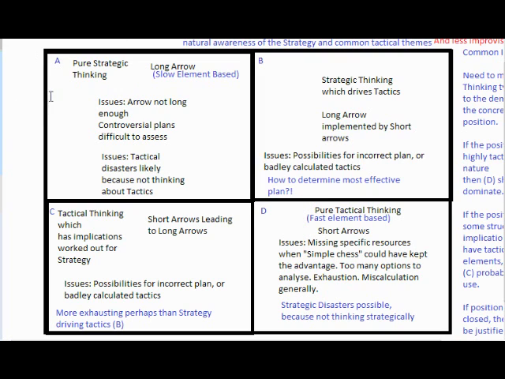So at the top quadrant is pure strategic thinking. Say you were thinking deeply about pawn structure and very long-term manoeuvres, and in the bottom quadrant you're thinking very deeply, you're just doing loads and loads of calculations, trying to make sure you don't miss any important resources for either side. And then there are these mixtures in between where you're looking tactically, but you're looking to see the implications for strategy.